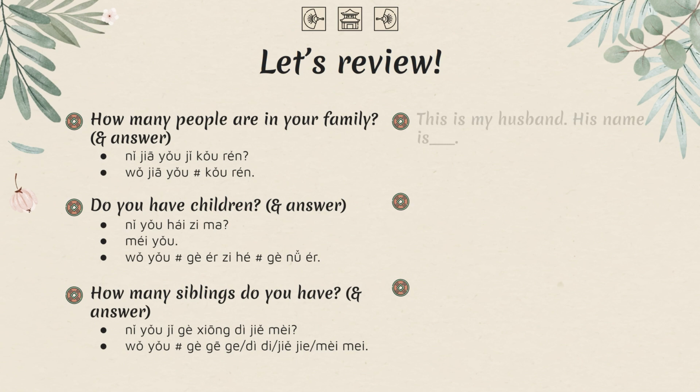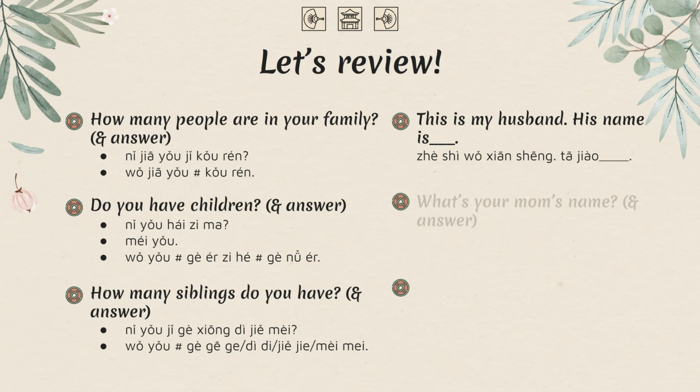Next one. This is my husband. His name is... So this is 这是 my husband, 我先生, or you could say 我的先生. And if you want to sound casual about it, 我老公 or 我的老公. And then 他叫 his name is.